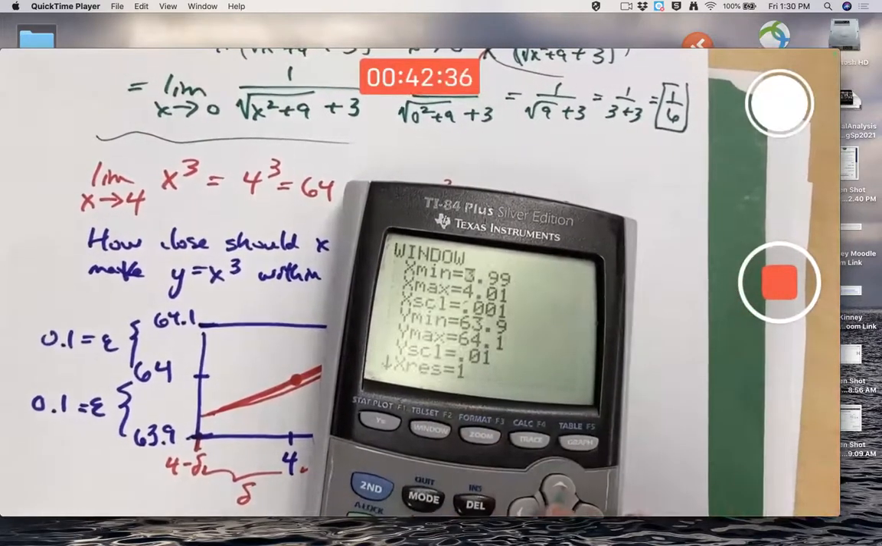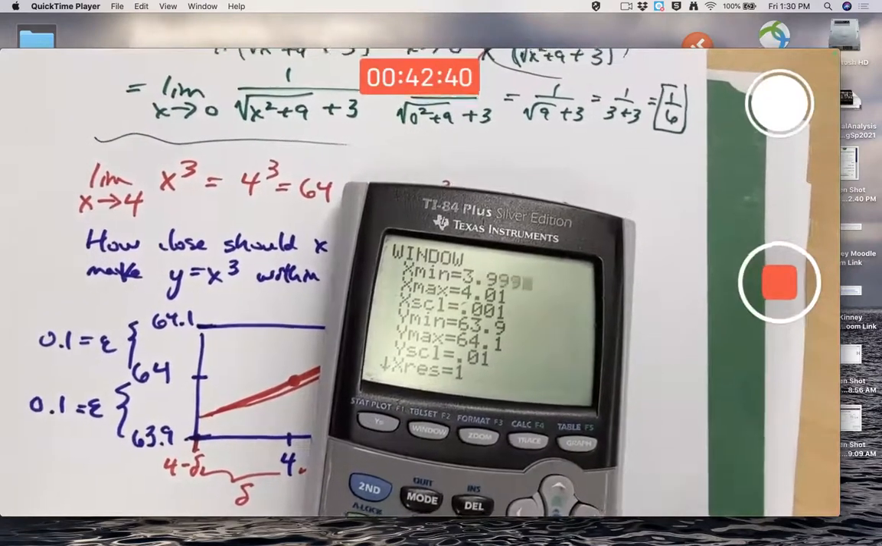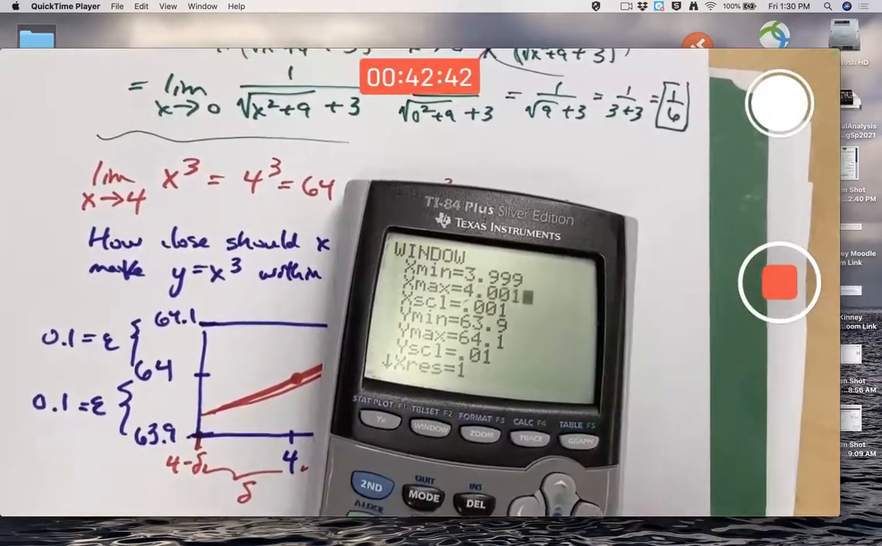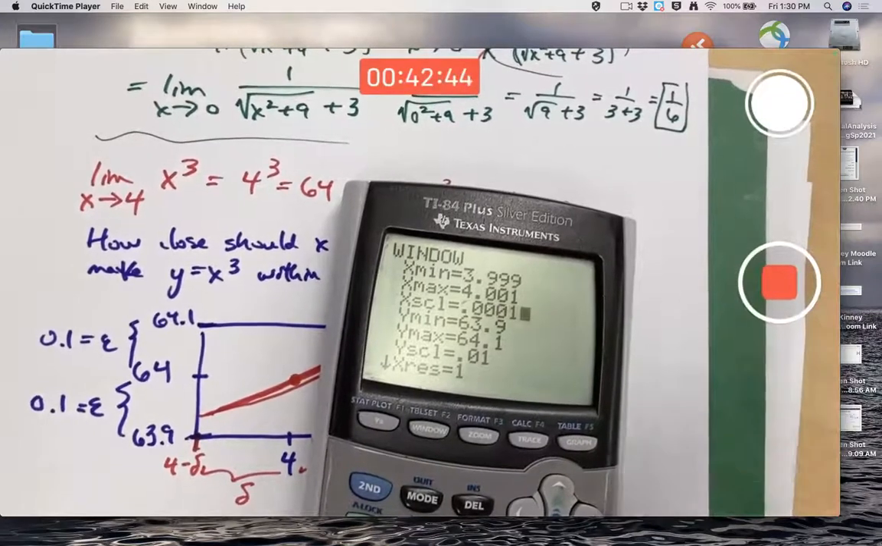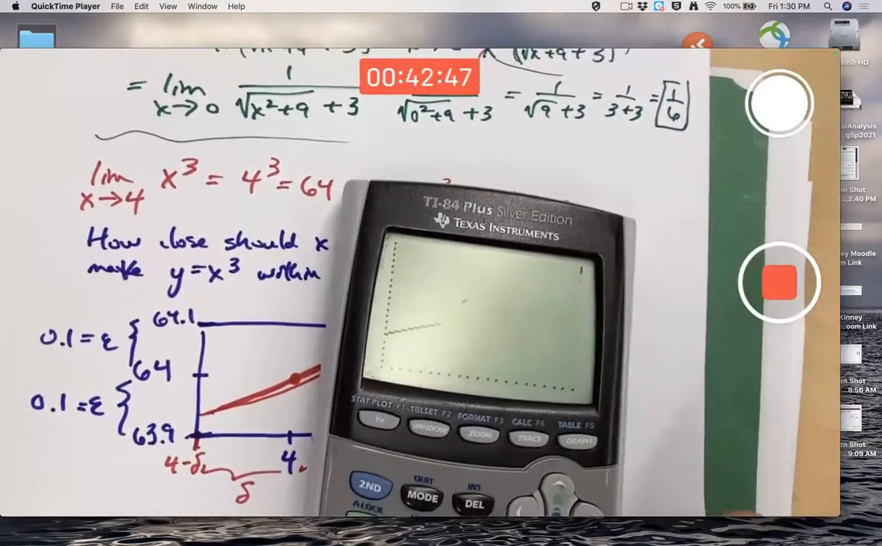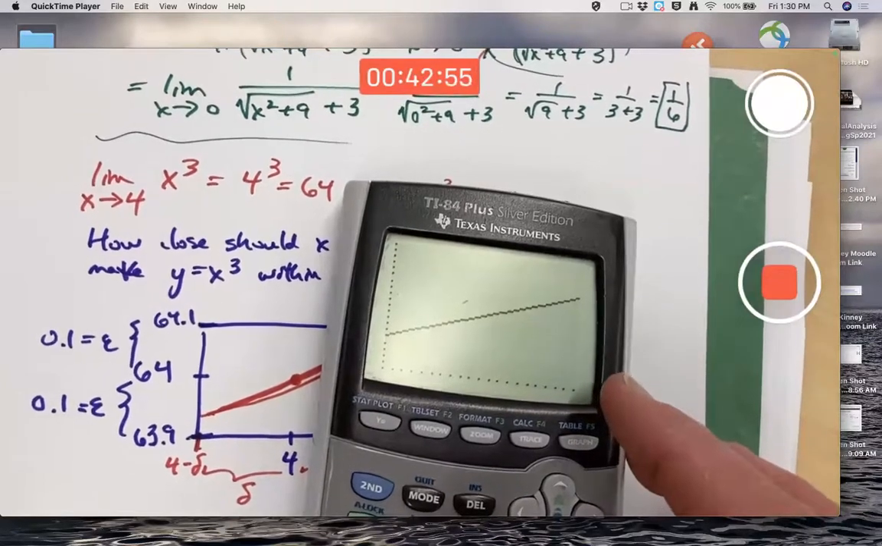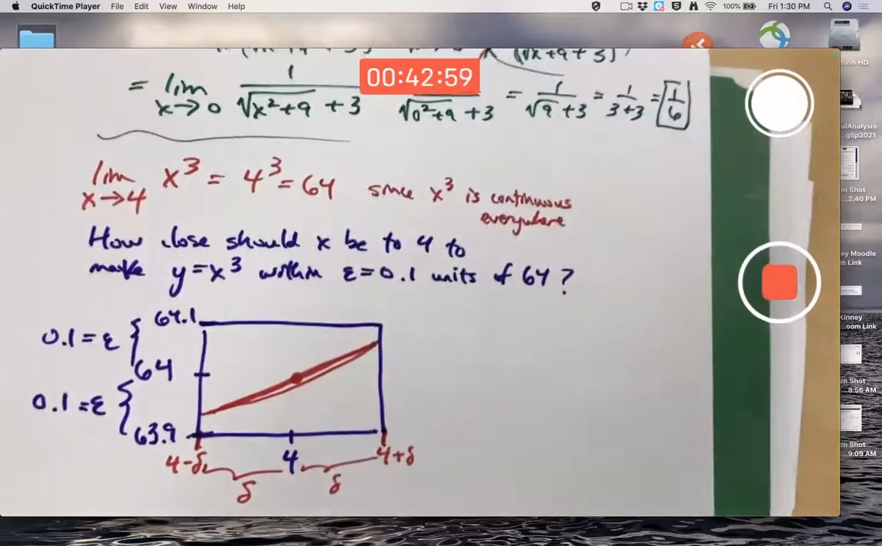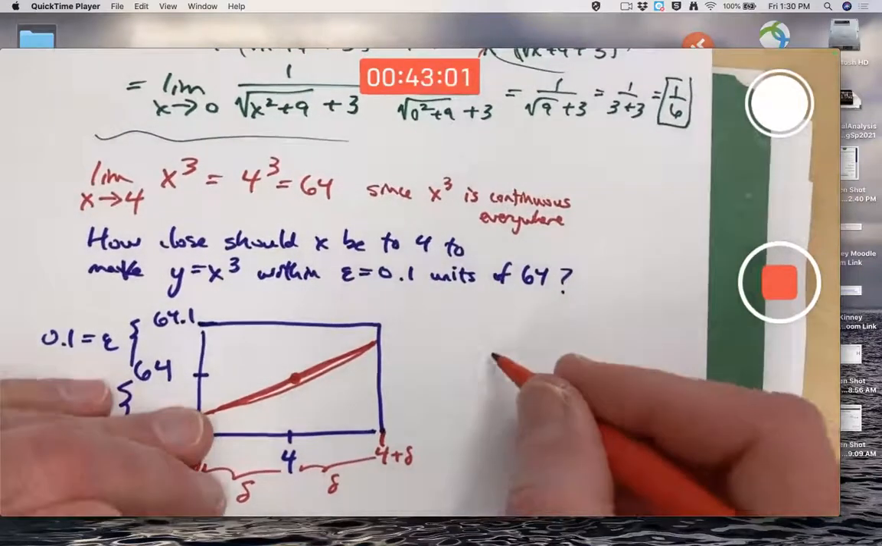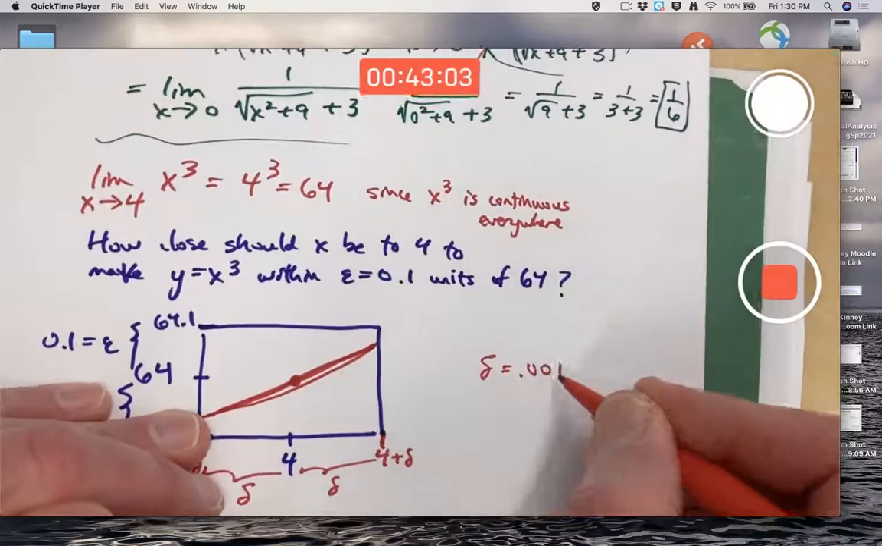All right, let's try 0.001 for delta. There, now I have success. Is that the smallest delta that works? No, probably I can get away with something bigger, like maybe 0.002. But certainly delta equals 0.001 works.